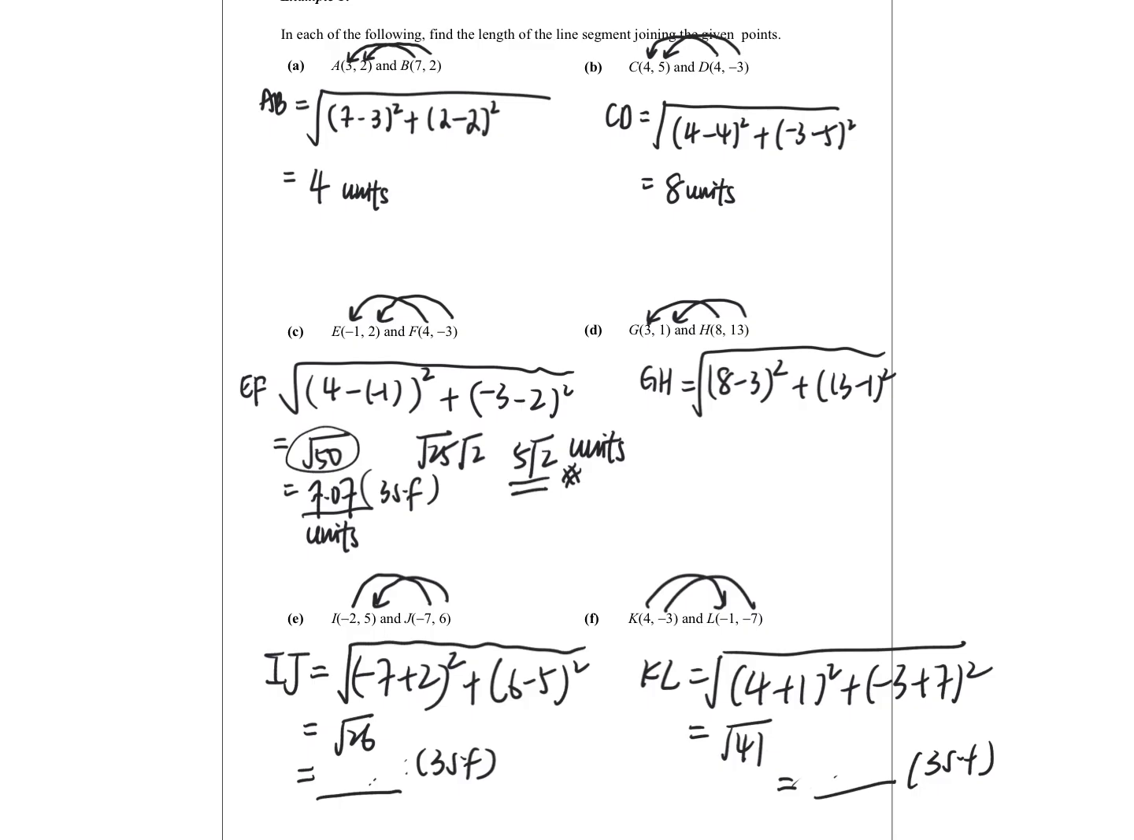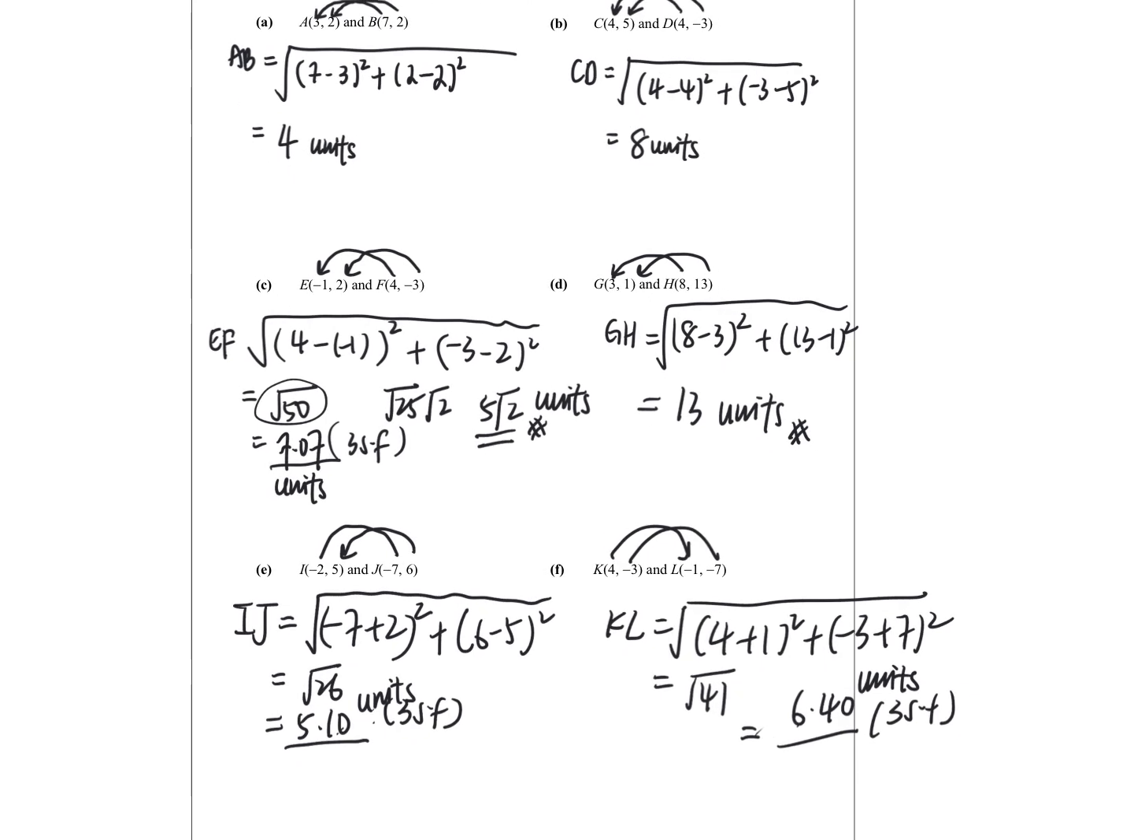5 squared is 25 and 144. So this is 13. Okay, this is 25 and 16. 41. This is a 6.40. 25 and 26. 5.10. Okay, can you all check if you all get the 6 answers here?